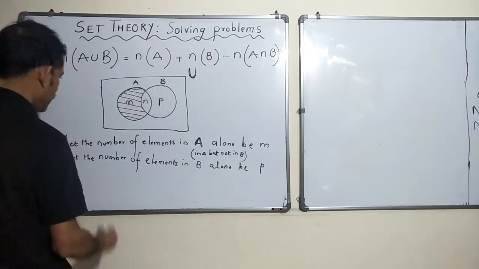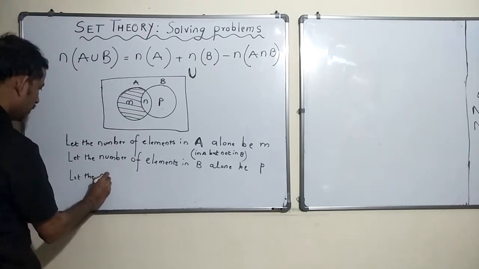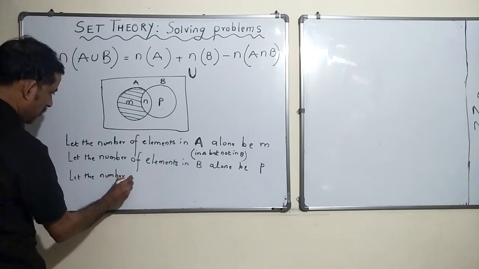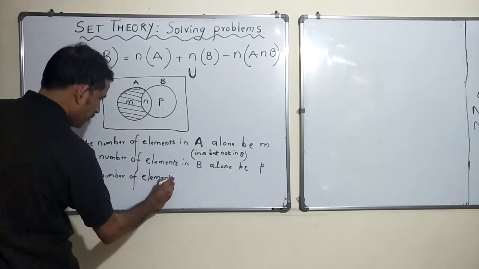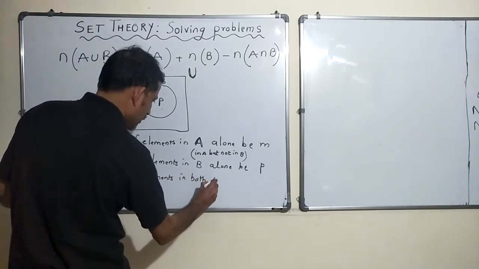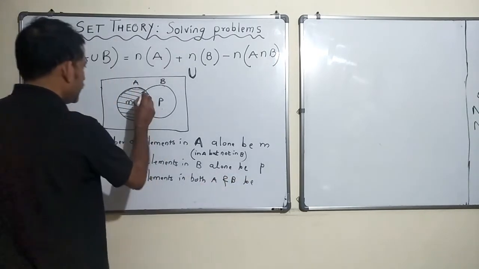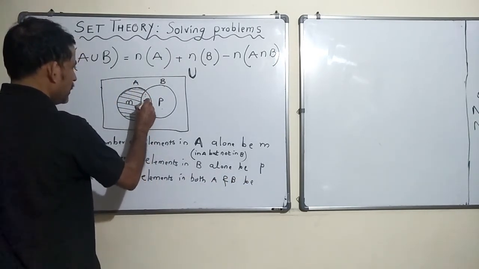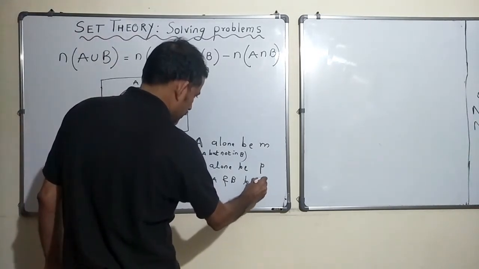All right. Now let N be the number of elements in both A and B. So these elements are in both A and B, which means this place. These are the elements which are there in both A and B, N. Okay, so this is good.